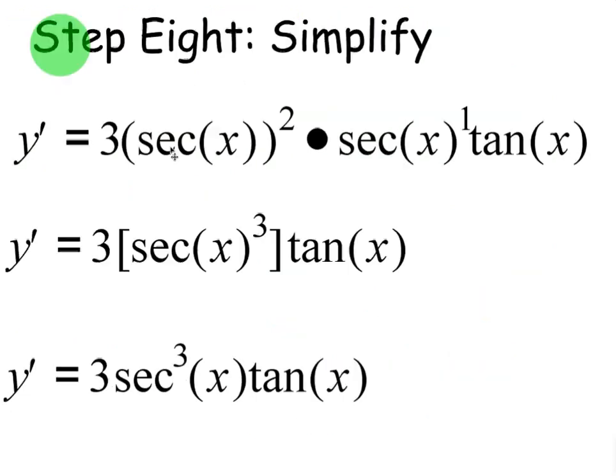So let's simplify. There's that 1 I was talking about. Secant squared times secant x to the first is secant cubed. And then we can take that exponent and move it right here. This will be our final answer. So don't forget to simplify once you apply the chain rule. Okay, in our next example we will look at an exponential function.